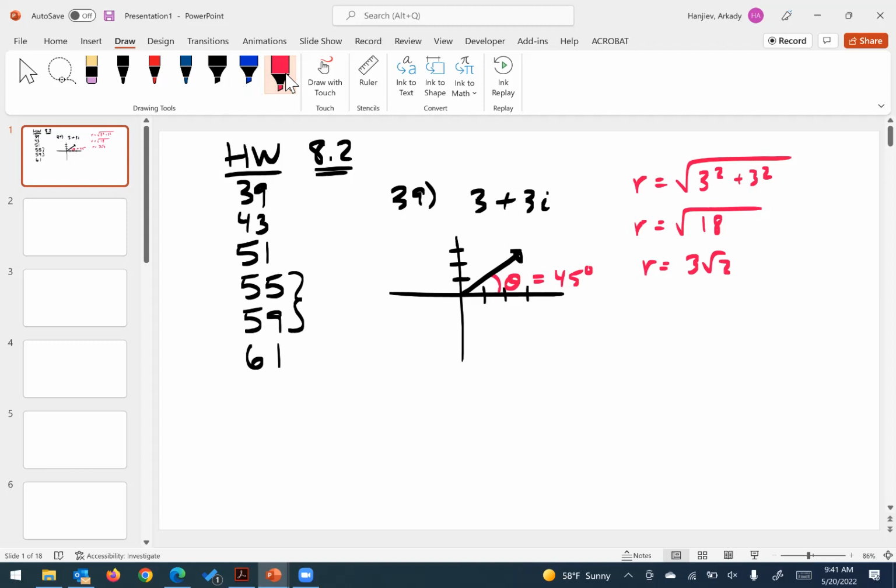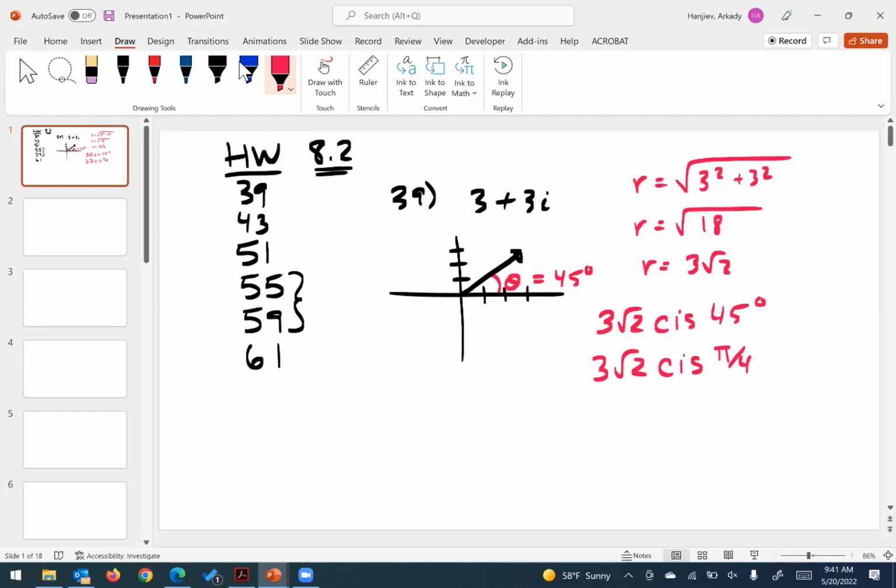Awesome. And then the complex number is just 3 root 2 CIS 45 degrees. And now let's convert that to radians. 3 root 2 CIS pi over 4. Good by me. I think we're good there.